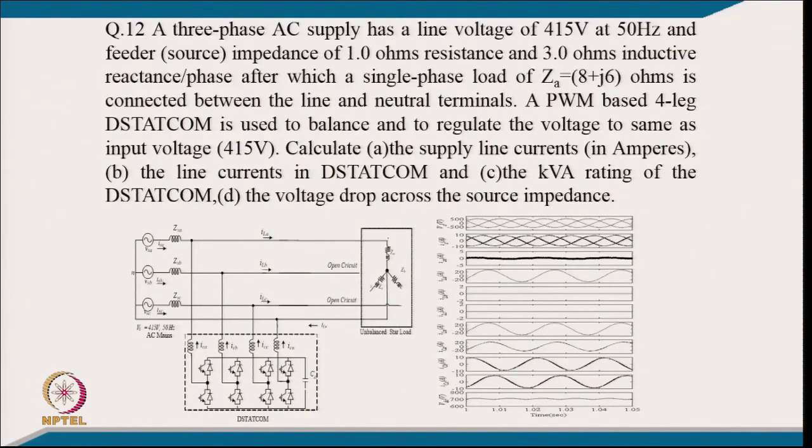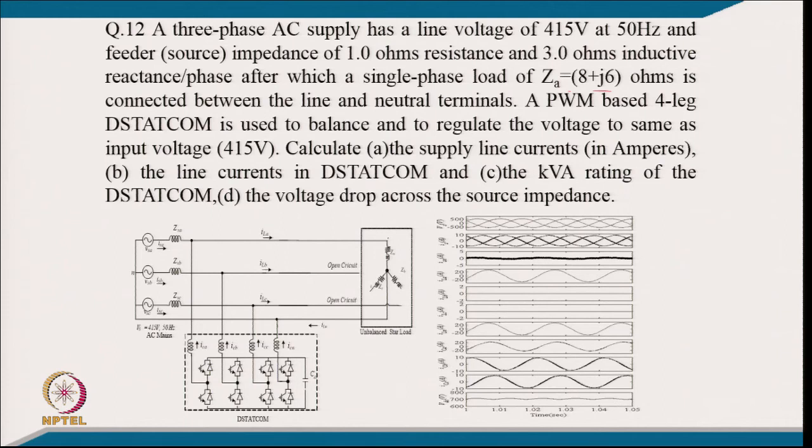Well, coming to another example of 3 phase 4 wire: a 3 phase AC supply has a line voltage of 415 volt at 50 hertz, and a feeder impedance of 1 ohm resistance and 3 ohm inductive reactance, after which a single phase load of 8 ohm plus J6 ohm is connected between line to neutral terminal. A PWM based 4 leg DSTATCOM is used to balance and to regulate the voltage the same as the input voltage. We need to calculate the supply line current in the DSTATCOM, the kVA rating of the DSTATCOM and the voltage drop across the source impedance.